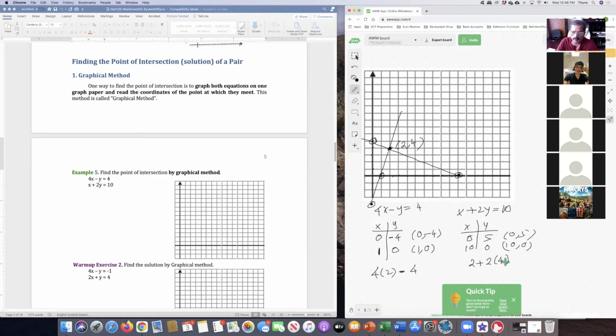Or if they meet too far away from the origin. Yes, exactly. Two lines may be meeting, but they may be meeting far away from this board. So something like this. I'm going to draw on the same graph paper. One line is this, the other line is almost parallel, but they're not meeting right here.